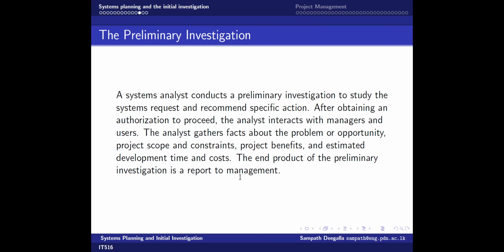then you have to interact with the managers and users. Then the analyst can look at problems, opportunities, as well as business scope, constraints, project benefit, and estimated development time and costs. So at the end of this phase, you will get a report, which we call the preliminary investigation report.